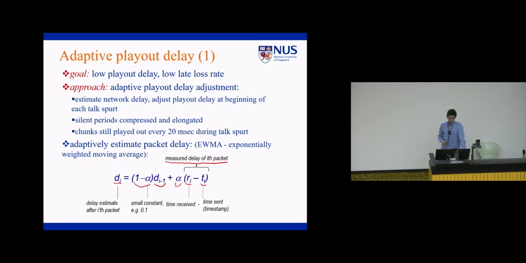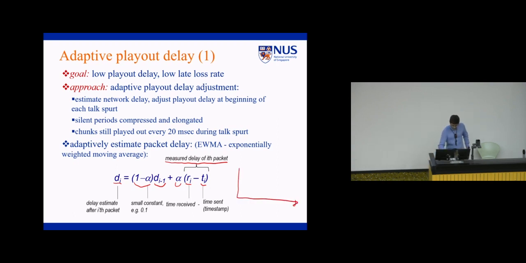And why do we call this exponentially weighted moving average? Well, because in a way, you are measuring the delay of every packet, multiplying with a constant, and then that thing gets multiplied with another constant every interval. So the weight of an instantaneous delay gets smaller and smaller over time.